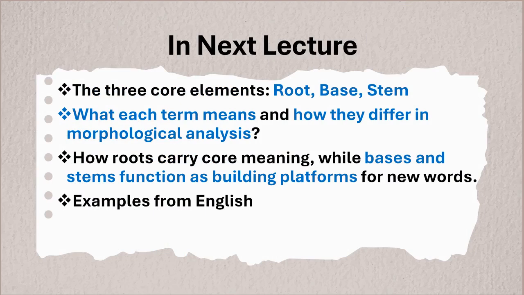That's all for this lecture. In the next one, we'll dive into the 3 main elements that shape words: root, base, and stem. You'll learn what each term means, how they differ, and why they matter in understanding how words grow and change. We'll also look at clear English examples to make everything easy to follow.